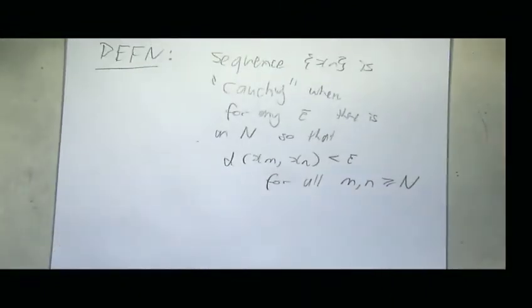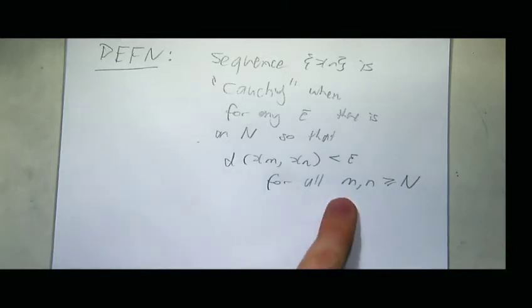Okay, it's very similar to the definition of convergent, but there are two really important differences. One is that we have two, an m and an n, a little m and a little n, as opposed to just one little n. The other is that we don't know what the limit is. The definition of Cauchy doesn't include this magical x that it converges to.